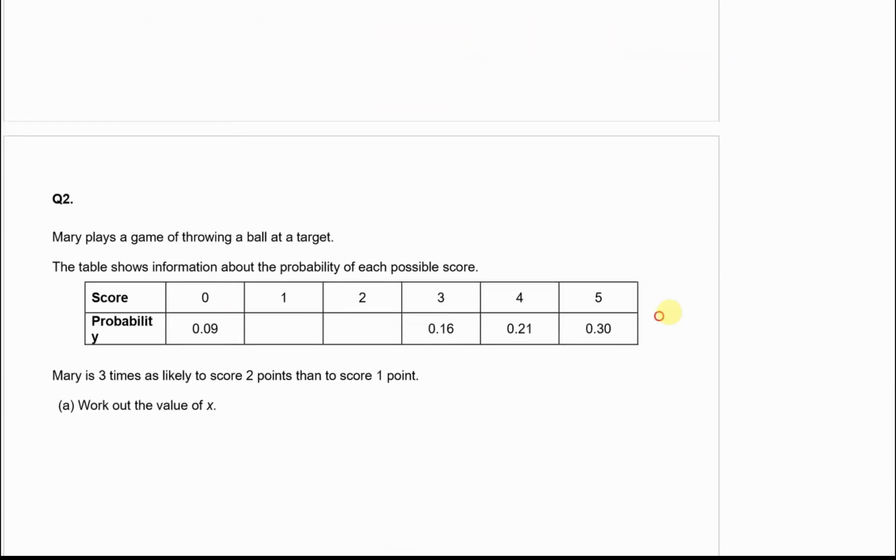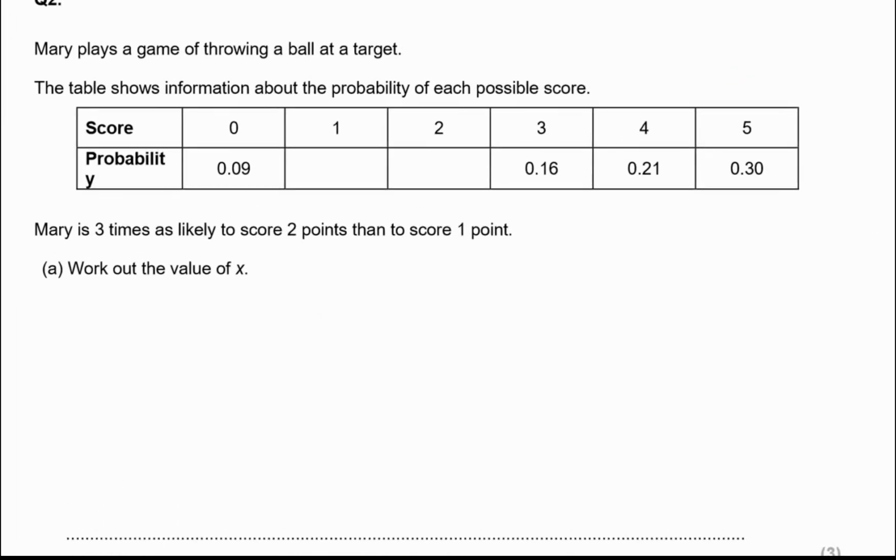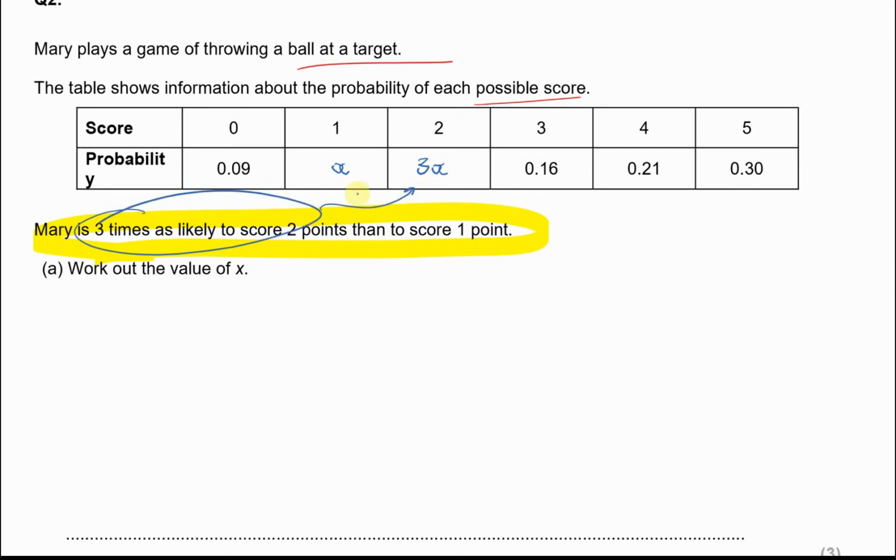We're going to get slightly harder and throw in a little more algebra. For this question, Mary throws a ball at a target, and we have the odds of her getting each possible score. We are then told she is 3 times as likely to score 2 points as to score 1 point. So this number is going to be triple this number. In terms of algebra, we have 3x and x, because she is 3 times more likely to get 2 points than 1 point. Now we have an equation.